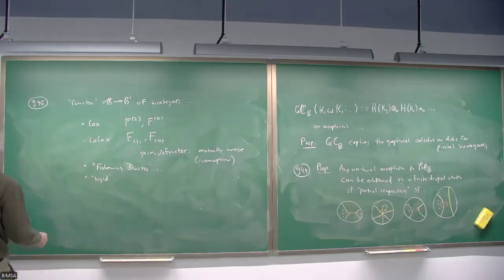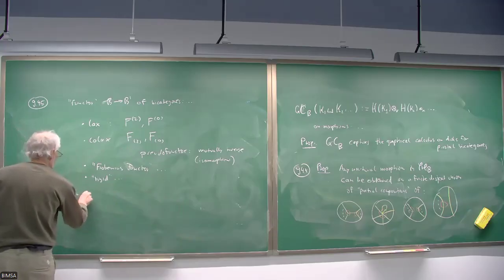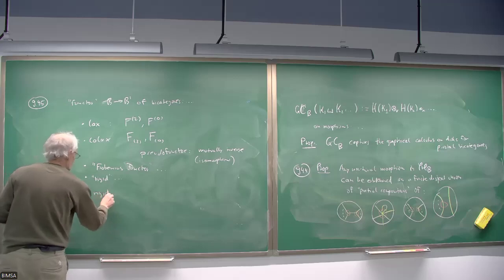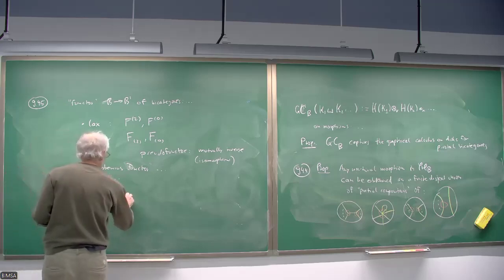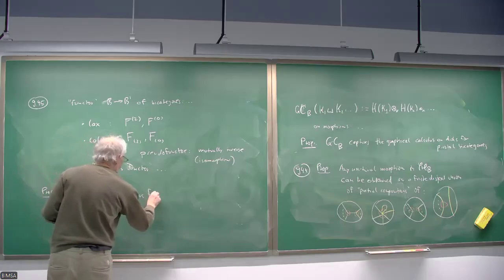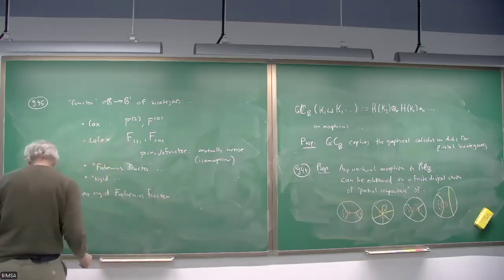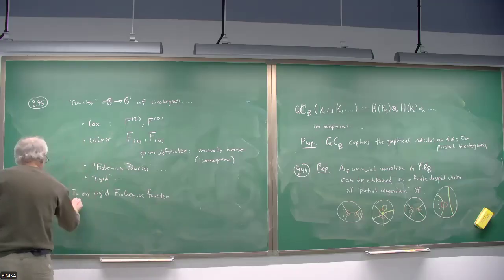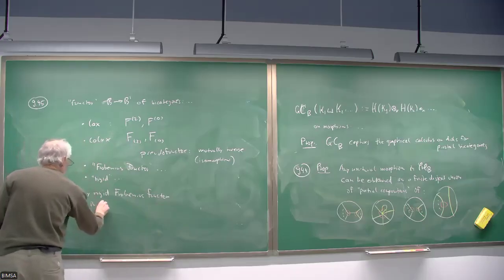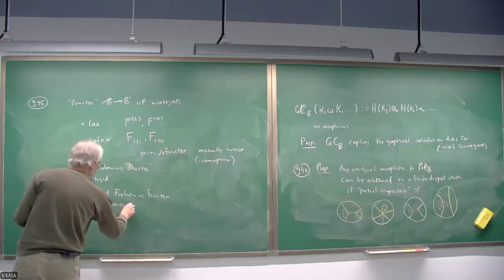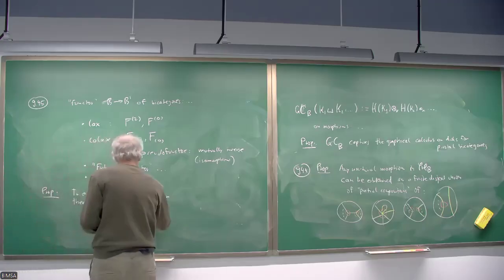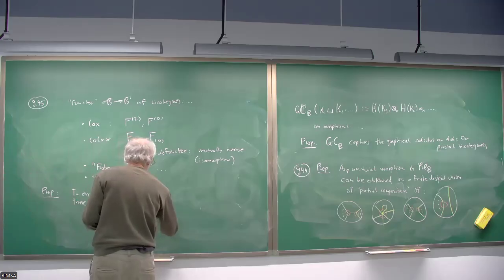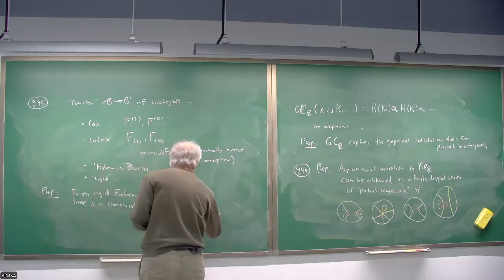and then there is also a notion of rigidity for such a functor, and then there is a proposition which says that to any rigid Frobenius functor, there is associated a canonical monoidal natural transformation of the following form.